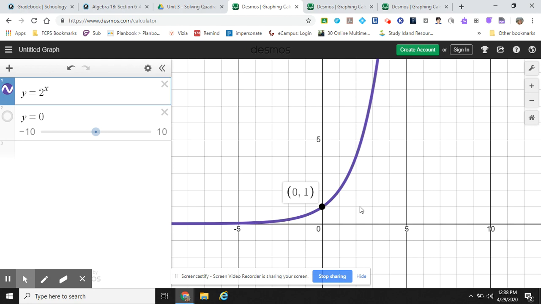So you're going to be asked to find the domain. You're going to be asked to find the range. You're going to be asked to determine whether something is a growth or decay. This is a growth because it goes up. You're going to be asked to find the y-intercept. And the last thing you're going to be asked to find is something called an asymptote.